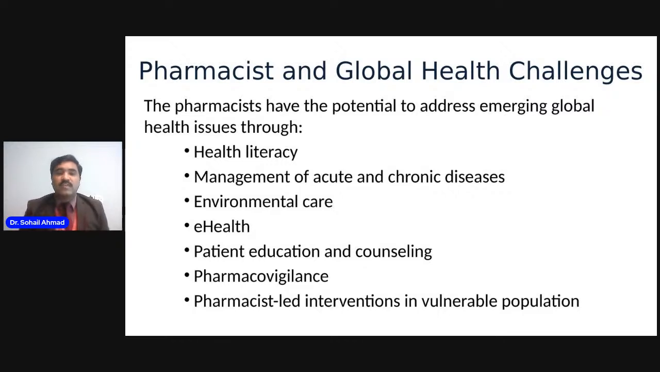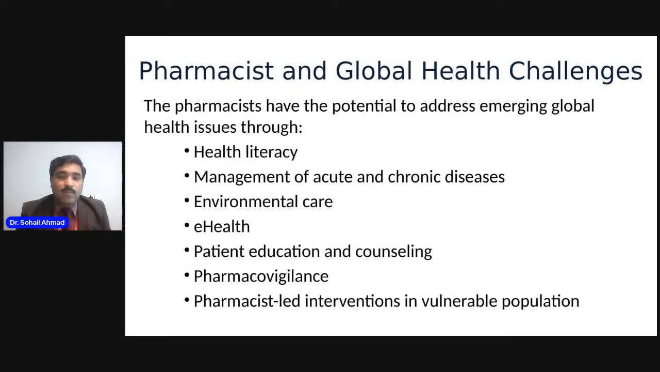Next is patient counseling and patient education. It is quite straightforward. Following this is pharmacovigilance, that is, science and activities related to detection, assessment, understanding, and prevention of adverse effects and drug-related problems. Here, the pharmacist can play a role either by being involved in spontaneous reporting or active reporting. And then lastly, we have pharmacist-led interventions in vulnerable populations.